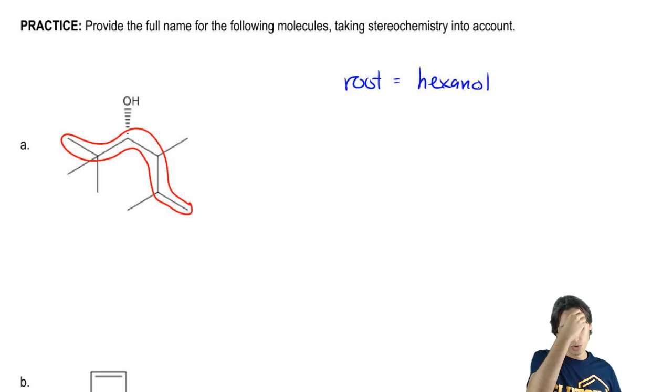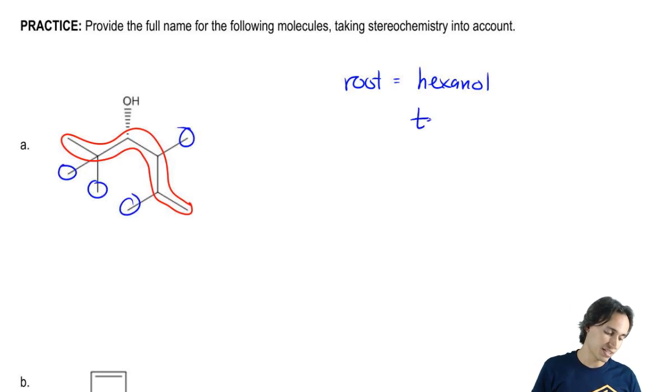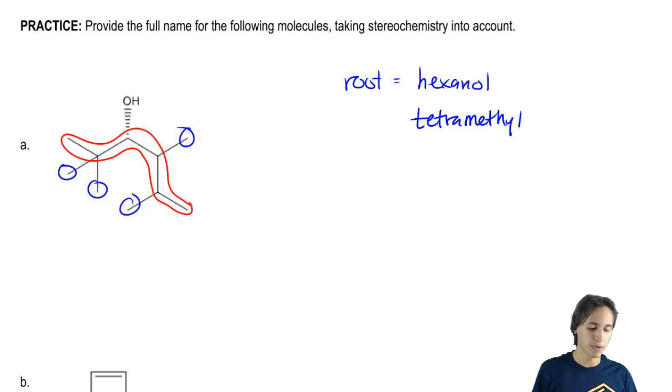Okay? So let's look at the substituents. How many do I have? It seems like I have 4, and they're all the same thing. Okay? So this is going to be a tetramethyl. Now I just have to figure out which side gets the 1.